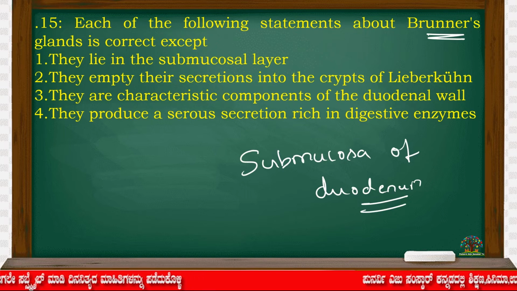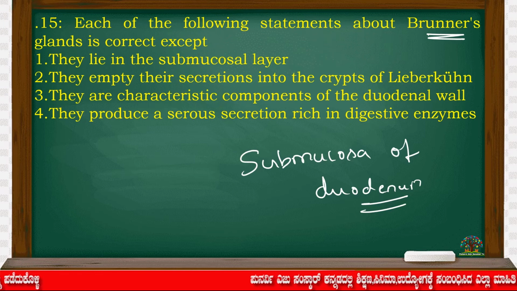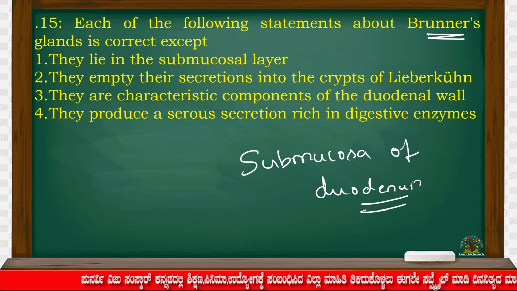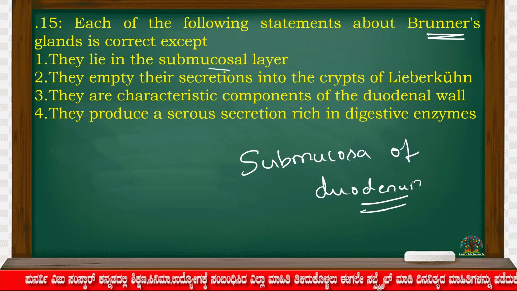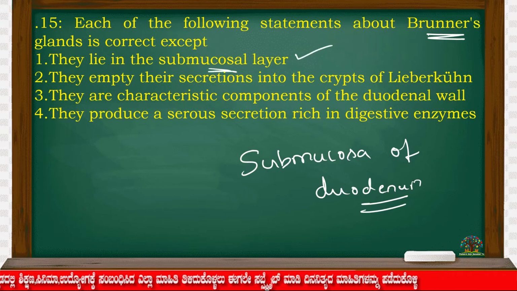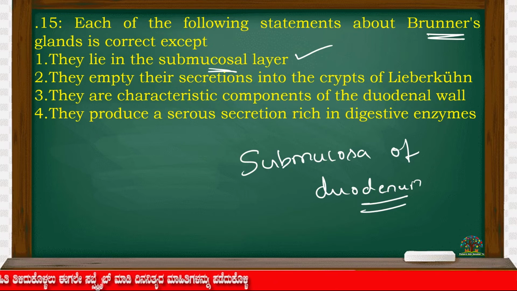Let us look into the options. The first option says they lie in the submucosal layer. They have not specified the duodenum, but that's absolutely fine because they have mentioned the submucosal layer. Yes, Brunner's glands are present in the submucosal layer. The second option, they empty their secretions in the crypts of Lieberkühn. That's also an absolutely correct option.